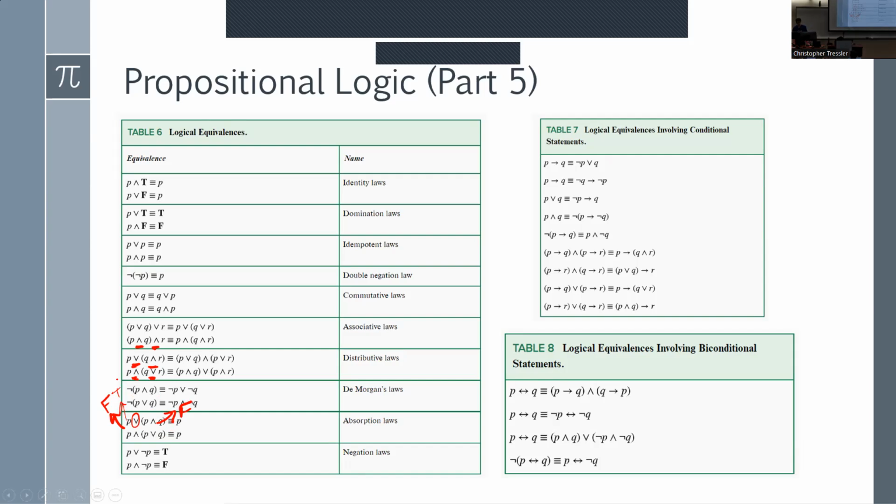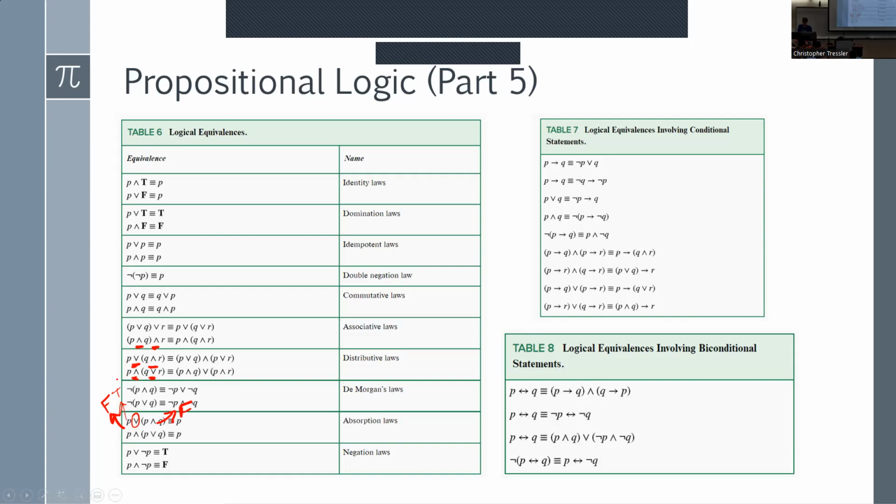And then finally, we have the basic negation laws, which are basically saying if you have P or the negation of P, that means you have every single scenario, so it's going to have to be true. And vice versa, if you have P and the negation of P, that's going to be mutually exclusive events happening at the same time. That is not possible, and therefore it is false.